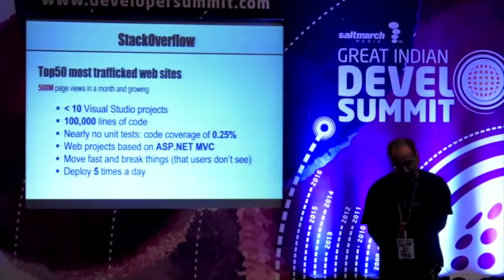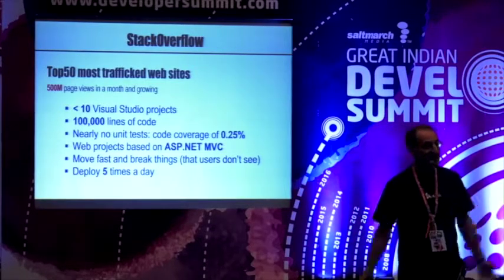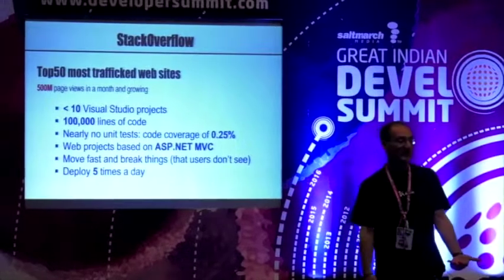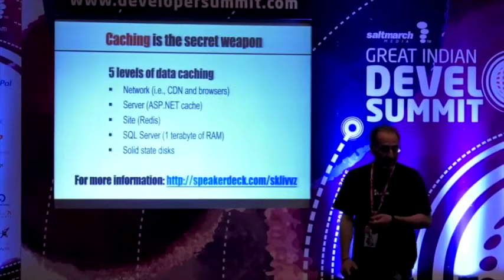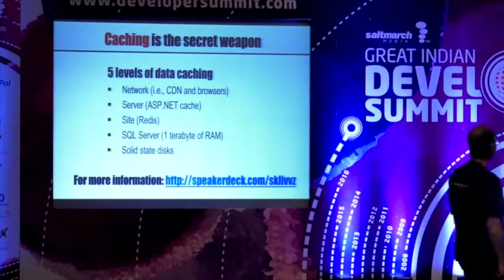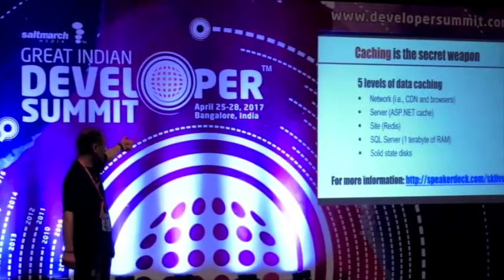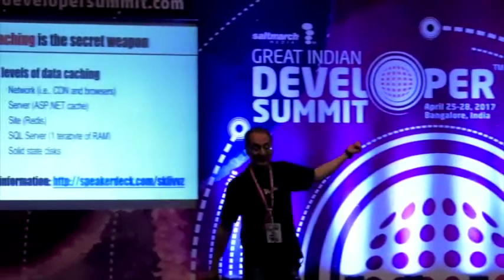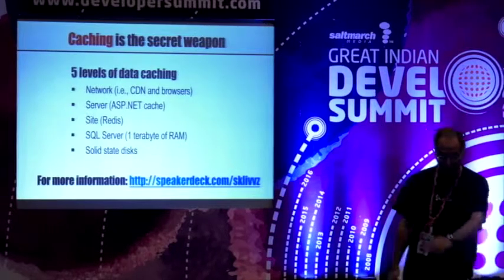And an interesting consideration is that their team is made of few developers, but extremely smart. They don't have juniors. But what matters: caching is the secret weapon for Stack Overflow. They have 5 levels of data caching, network, server. They use Redis, SQL Server, and also they use solid-state disks. This information is publicly available at the link over there.